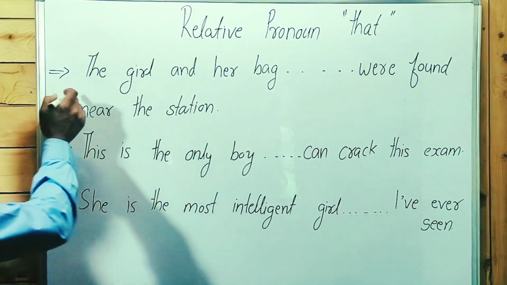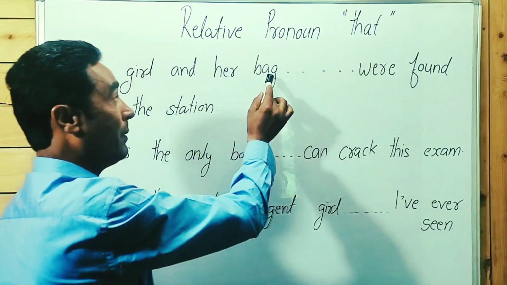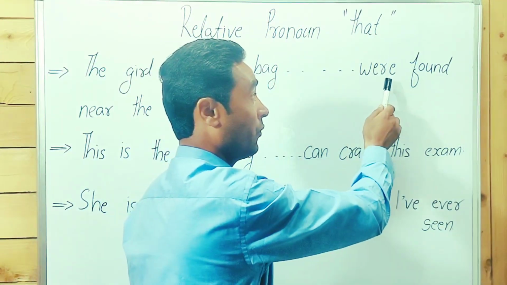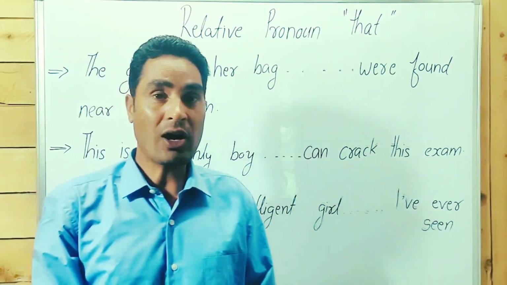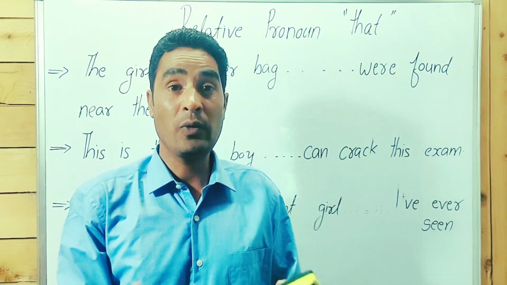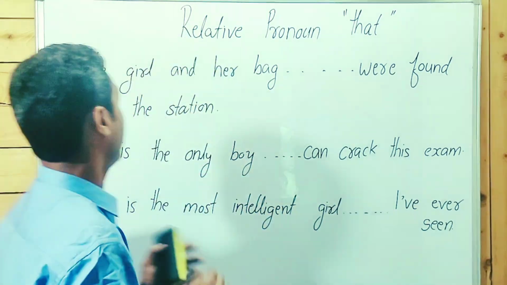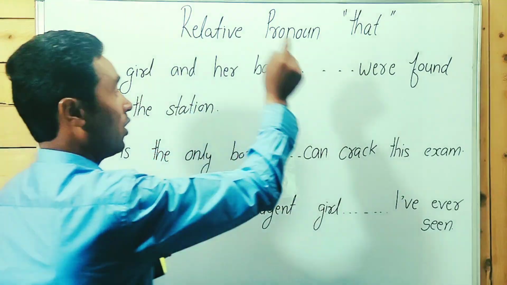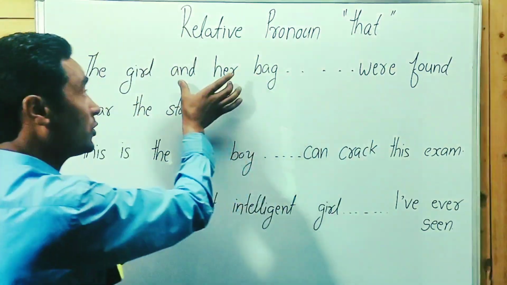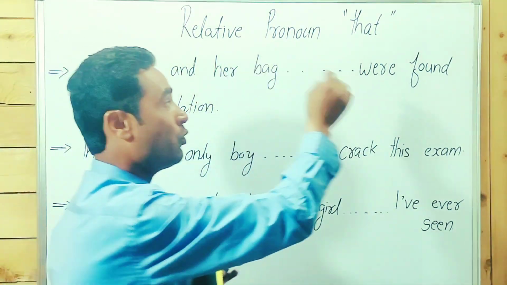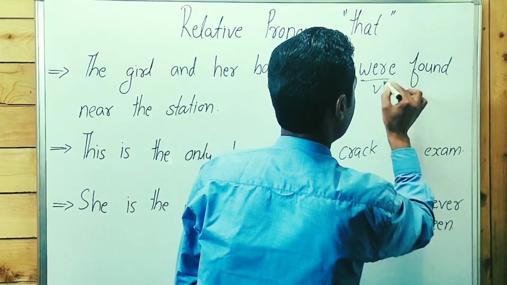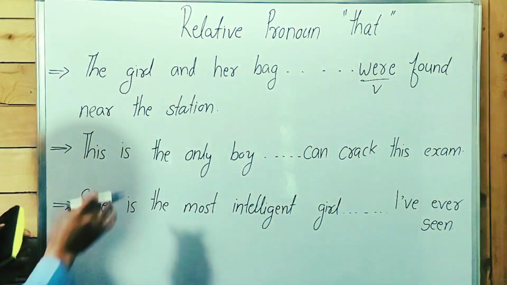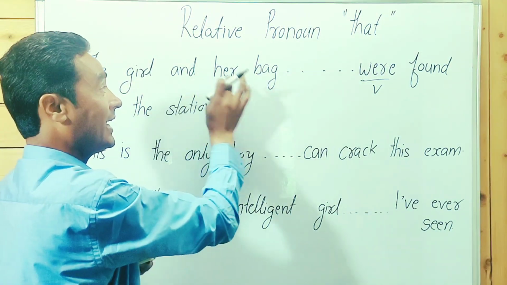First example: The girl and her bag dash dash were found near the station. As you know, when we talk about human beings, we use who for subjective case. The girl who was. Point to be noted, here are two antecedents. I have written were, and this is the main verb of the sentence: the girl and her bag.